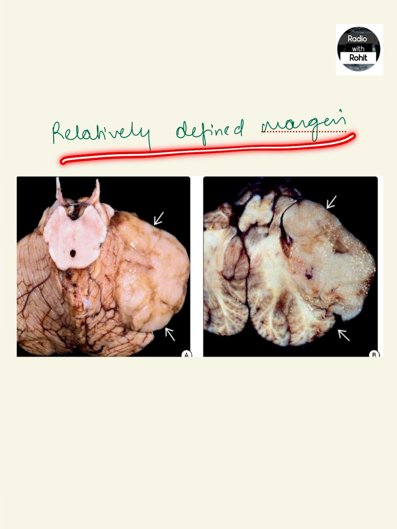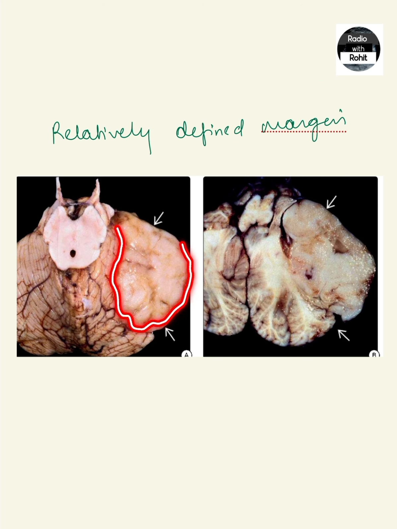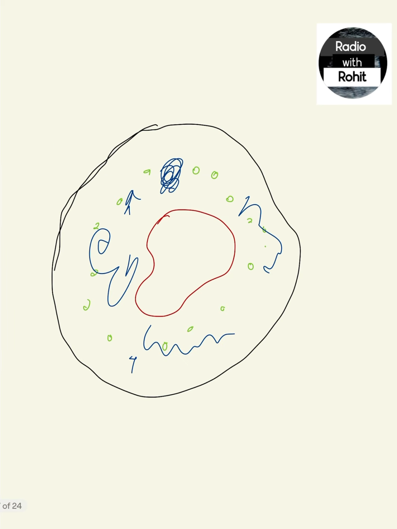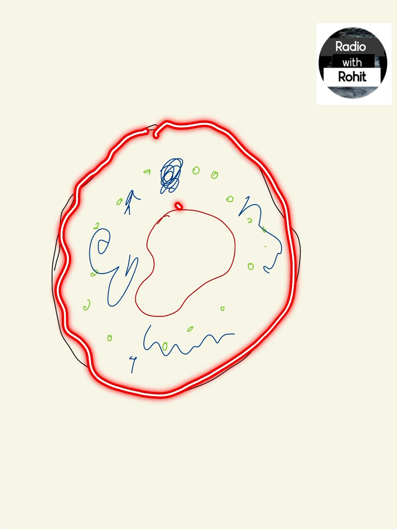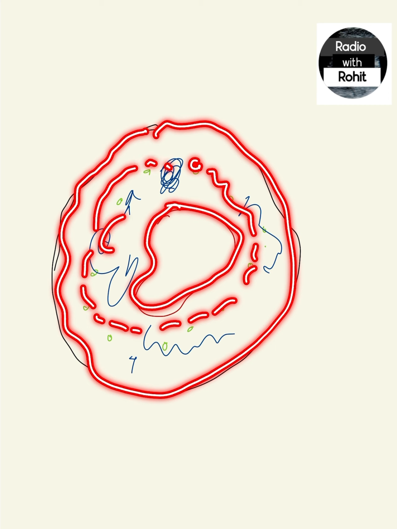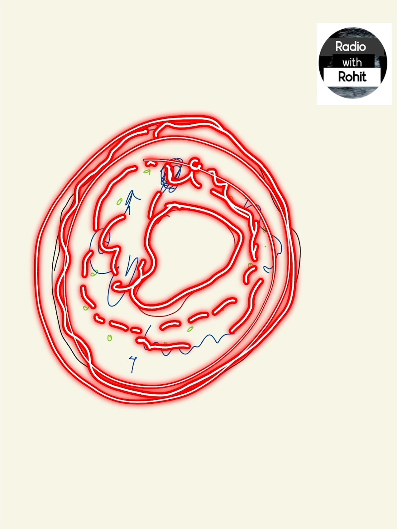So relatively, it has a defined margin. Here we can see that it is a relatively well defined margin. It has foci of calcium within it. It has foci of hemorrhage within it. So it is a well defined round oval mass on gross pathology. Interestingly, if we imagine one mass with a central cystic lesion with peripheral stippled microcalcification and areas of hemorrhage, this is all about medulloblastoma.